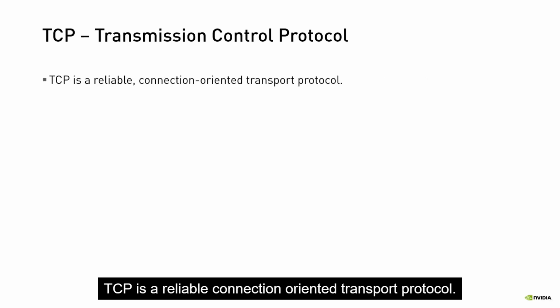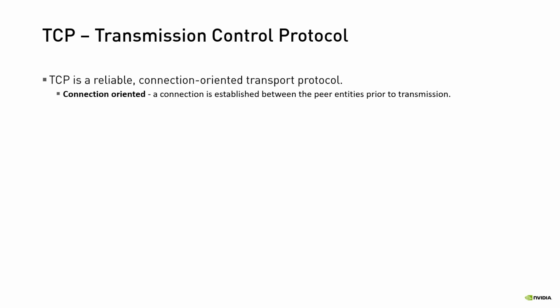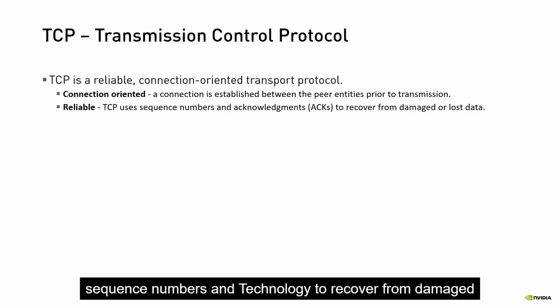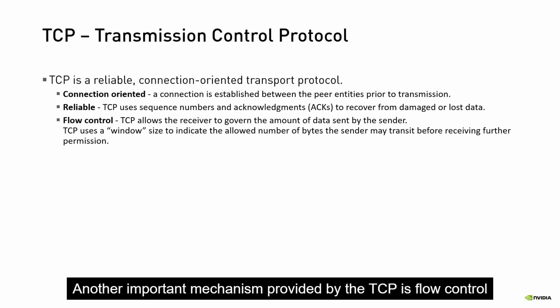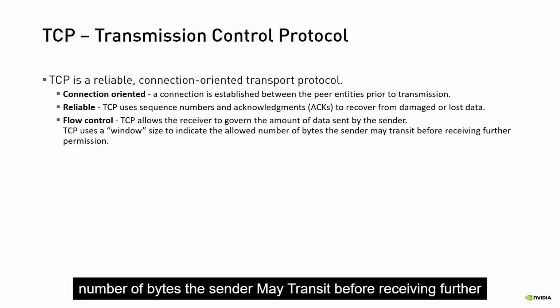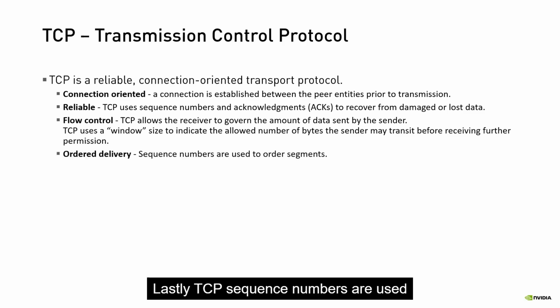TCP is a reliable connection-oriented transport protocol. Connection-oriented means that a connection is established between the peer entities prior to transmission. To assure data transfer reliability, TCP uses sequence numbers and acknowledgements to recover from damaged or lost data. Another important mechanism provided by TCP is flow control. The flow control allows a busy receiver to govern the amount of data sent by the sender. TCP uses a window size to indicate the allowed number of bytes the sender may transmit before receiving further permission. Lastly, TCP sequence numbers are used to order segments, hence providing ordered delivery.